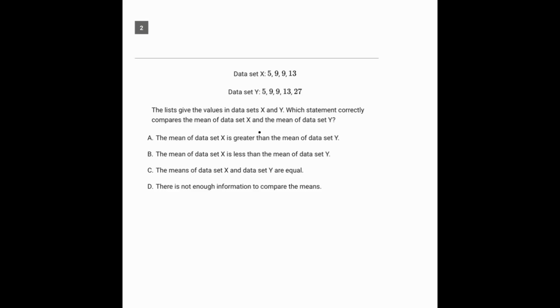Going over to number 2 now, here we're being asked about the means of the two data sets, x and y. Data set x has these numbers, 5, 9, 9, and 13. Data set y has the same 4 numbers, and a number that's bigger than any of the other numbers. So without necessarily having to do the math, we know that data set y is going to have a bigger average. So the answer that says that is B. It says the mean of data set x is less than the mean of data set y.